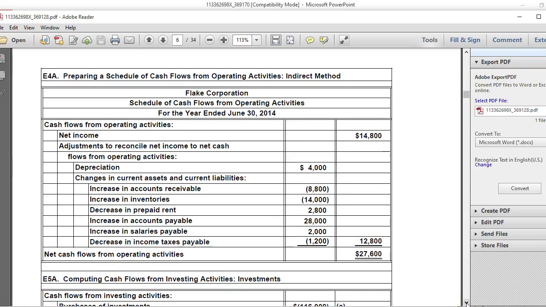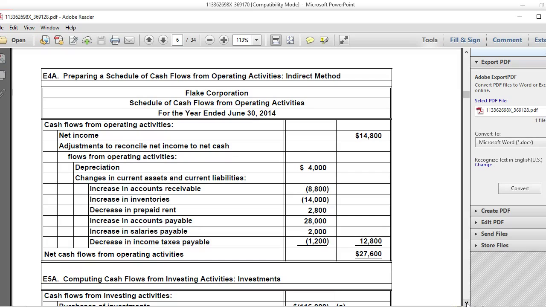So, Flake Corporation begins with net income of $14,800. The adjustments to reconcile net income to net cash flows from operating activities, first thing we'll do is add back depreciation. And then we look at our changes in our current assets and current liabilities. Increasing an asset means we'll subtract. Decreasing an asset means we'll add.